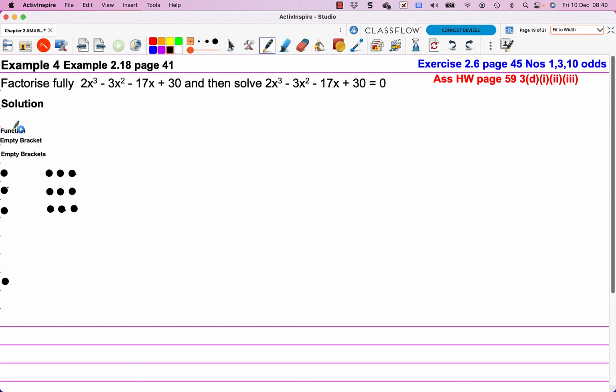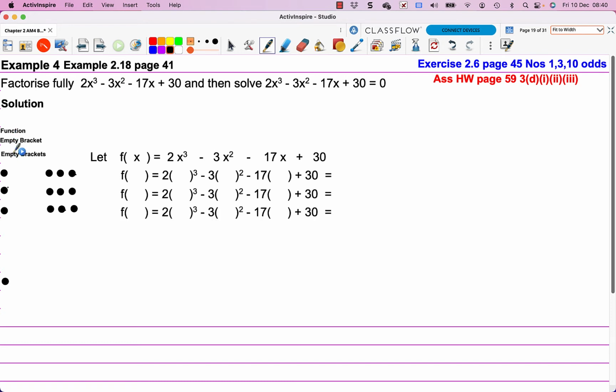Now, to do this properly, you need to take great care in the way you set it out. So it's very important that you write it in this format. Let f of x equal the original expression. And then, because we're going to be guessing solutions, we need to adopt the empty bracket formula. We're going to be showing the working out for at least 3 guesses, so we complete another 2 rows of empty brackets.